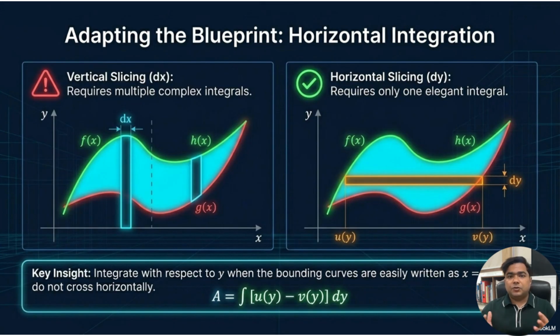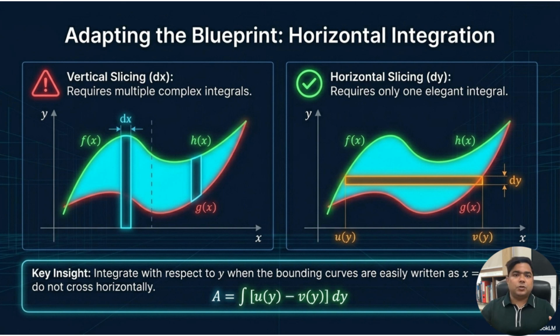In the previous slide, we used vertical slices. That means we integrated with respect to x or dx, but sometimes vertical slicing makes the problem complicated. If the curves cross or if the region has a shape that changes from left to right, we may need multiple integrals. In such cases, horizontal slicing may be easier. Horizontal slicing means we integrate with respect to y or dy. The formula shown here is A equals the integral from c to d of open bracket u of y minus v of y close bracket dy. Verbally, we say area equals the integral from c to d of the right function minus the left function with respect to y.